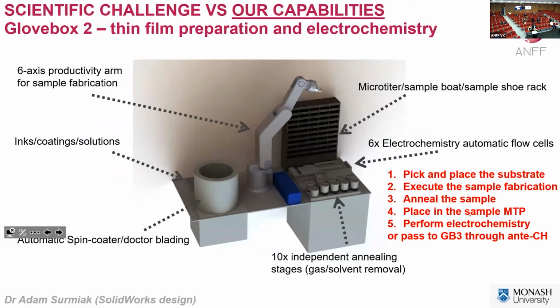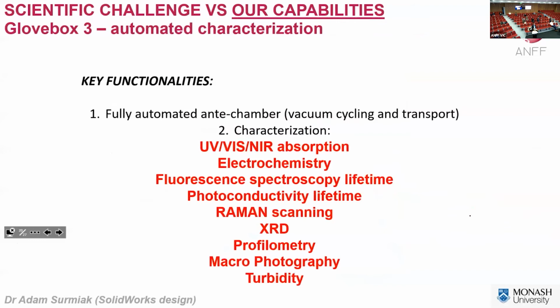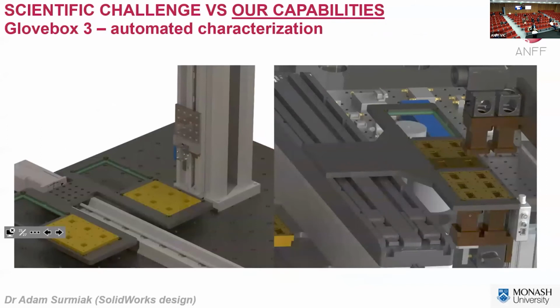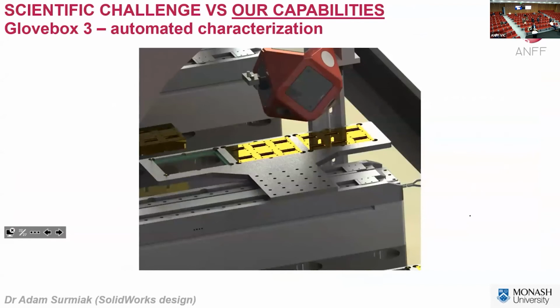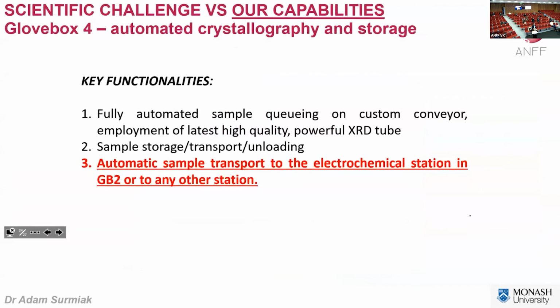We have 10 independent annealing stations with gas flow and solvent removal functionality. So it's a fully loaded glove box. Glove box 3, we can run UV-Vis, NIR absorption, electrochemistry, fluorescence, photoconductivity, Raman, XRD, profilometry, macro photography, and turbidity. I'm just showing you a couple of the screens that I actually sketched of the systems that we are building. Again, if someone wants to inquire, I can share them with more details.